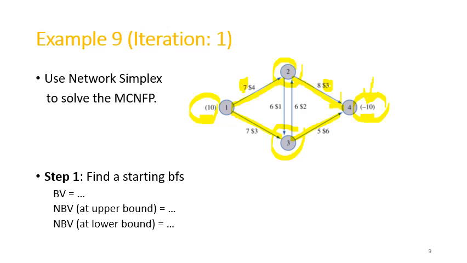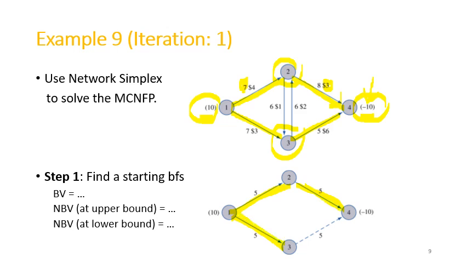In the network simplex method, the very first step is finding a starting BFS. Remember, the starting BFS must form a spanning tree and must have n-1 basic variables. Based on trial and error, suppose you obtain this BFS. It is a spanning tree, because you have 4 nodes, but you only have 3 arcs connecting all the nodes. So yes, it is a spanning tree. You have 4 nodes and only 3 basic variables, so yes, it's a BFS.